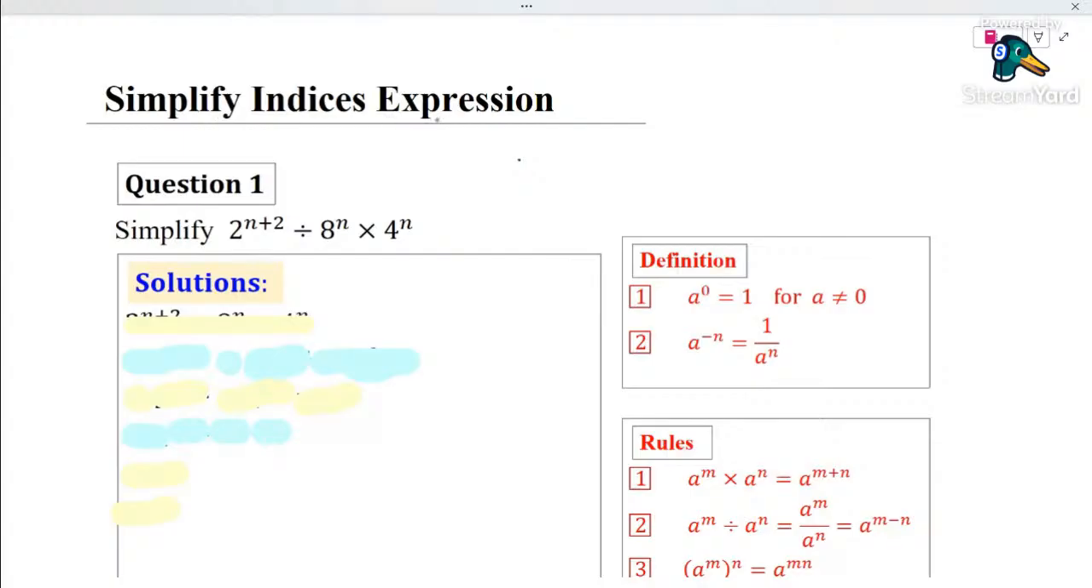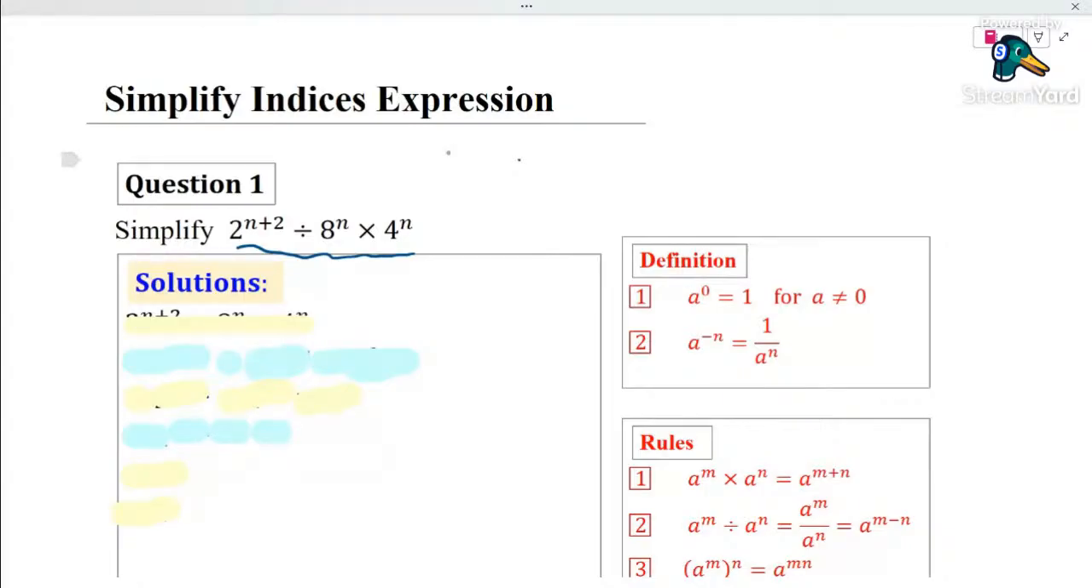Simplify indices expressions. So question 1, we want to simplify this term here. What is the idea of the word simplify? We want to make things look simpler. Instead of 3 terms multiplying and dividing each other, can we simplify it to a much simpler number? This is what we try to achieve in the calculations here. Let's see, how can we do so? We have 2 to the power of n plus 2, divided by 8 to the power of n times 4 to the power of n.